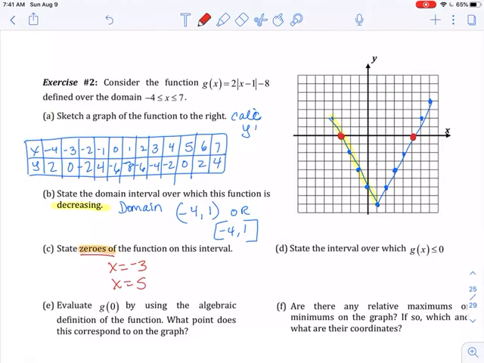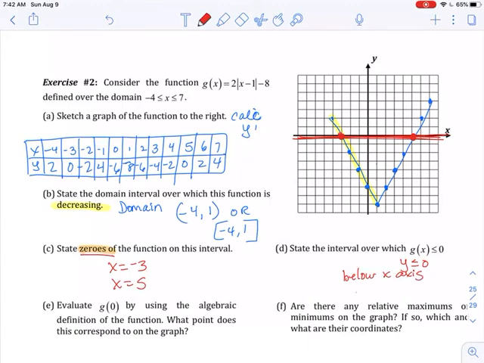Then I want to state the interval over which g of x is less than or equal to 0. So I want to find all the y's that are less than or equal to 0. So basically, anything below the x-axis. All right, so below the x-axis.